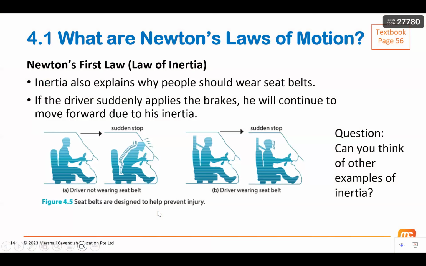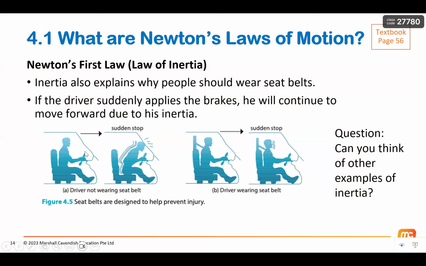Seat belts. Okay, why do we need to wear seat belts? Because the car is originally moving. So if you do not wear a seat belt and the driver suddenly applies the brake, your body is reluctant to stop. It wants to continue its motion because your body is moving together with the car at a certain speed.